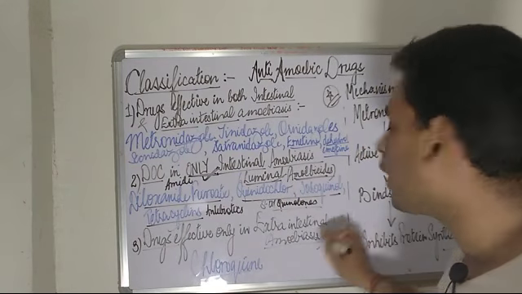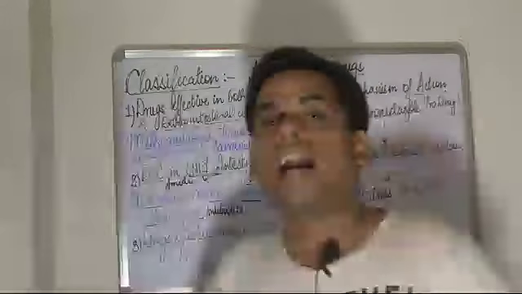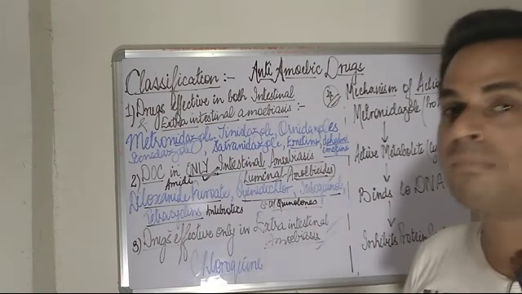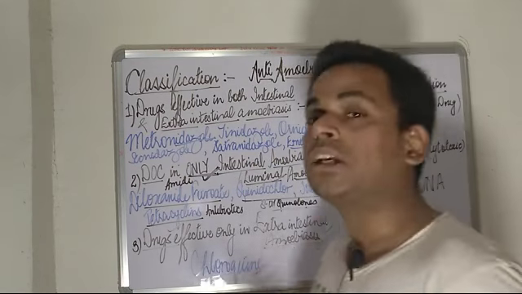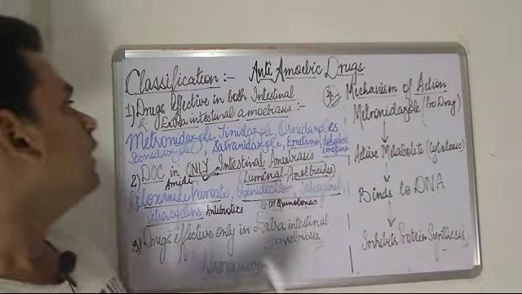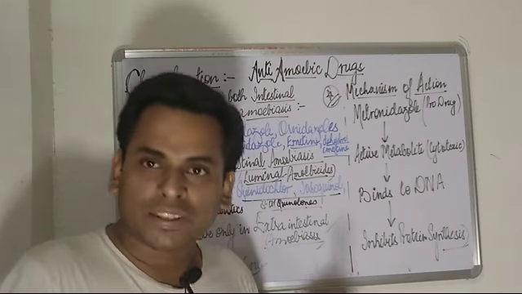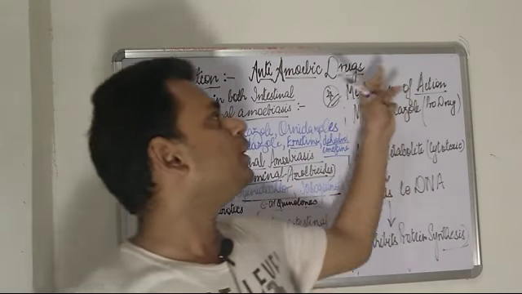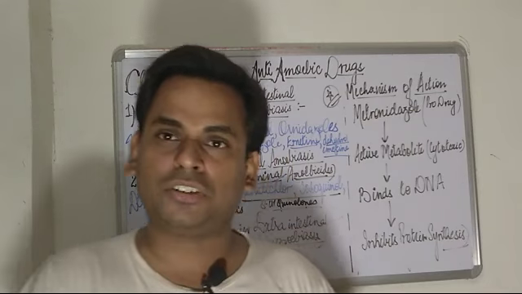Moving on to the last but not the least, the drugs which are effective only in extra-intestinal amoebiasis. Under this category, we have the very famous drug called chloroquine. So students, this was a short discussion about the classification of the drugs. Now moving on to the basic mechanism of action of these drugs.